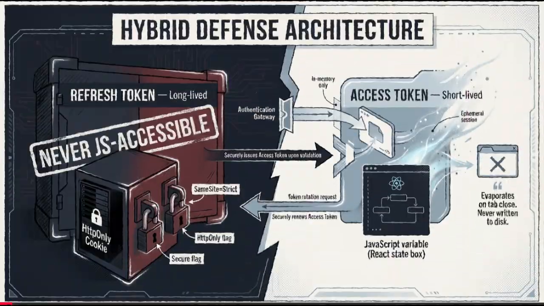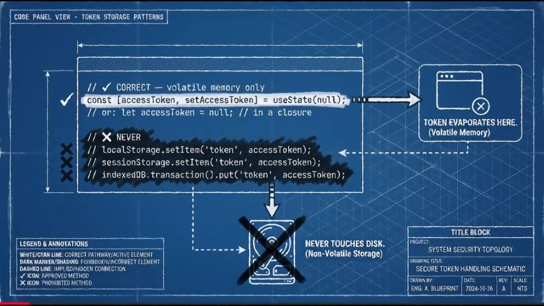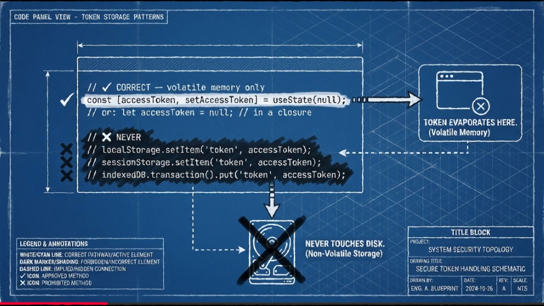As shown in the storage diagram on screen, the hybrid model physically separates the long-lived and short-lived credentials. Modern defense models require this hybrid execution architecture. Yes. Long-lived refresh tokens must be strictly confined to HTTP-only cookies with the same-site strict flag. This shields them entirely from JavaScript execution and XSS exfiltration. And the access tokens? Short-lived access tokens must reside exclusively in volatile JavaScript memory. They are never written to local storage, session storage, or IndexedDB.